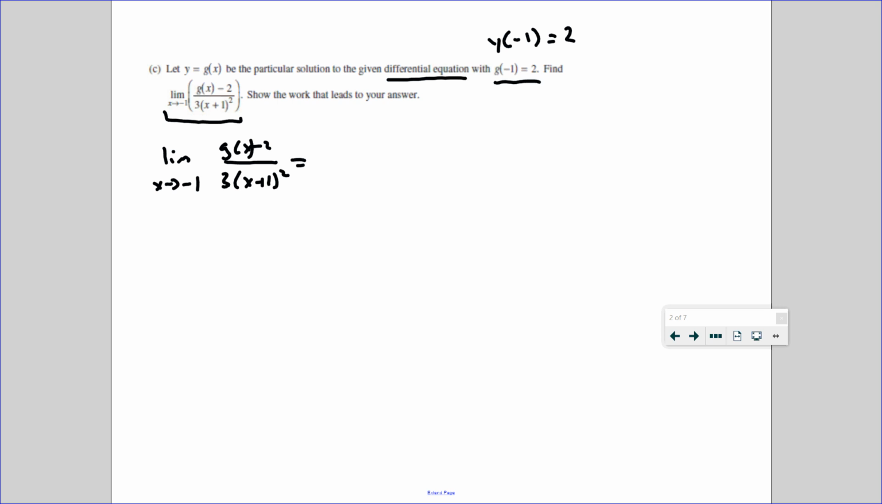If we plug in, we're told g of -1 is 2. So we know this is going to become 2 minus 2 on top over plugging in here.